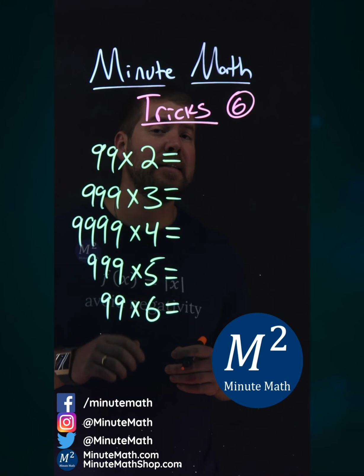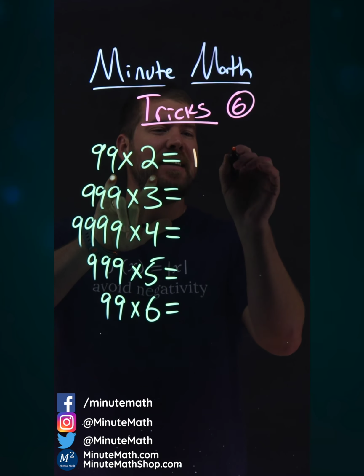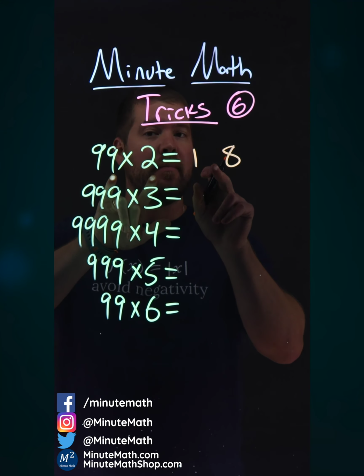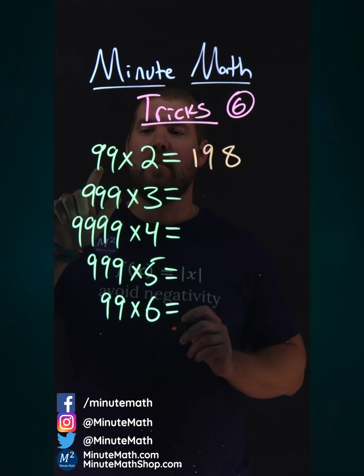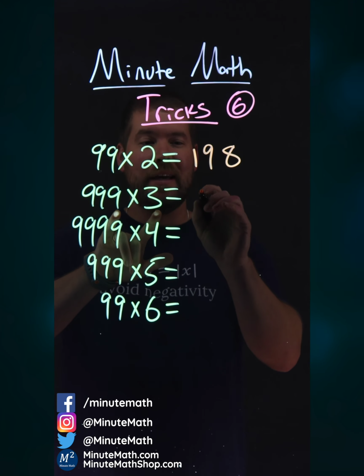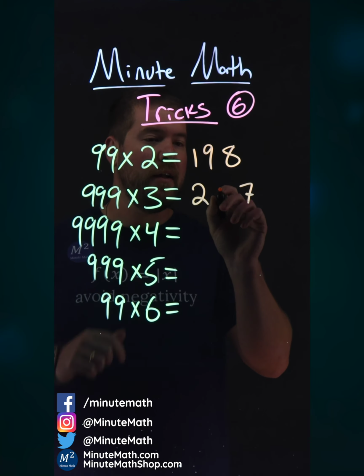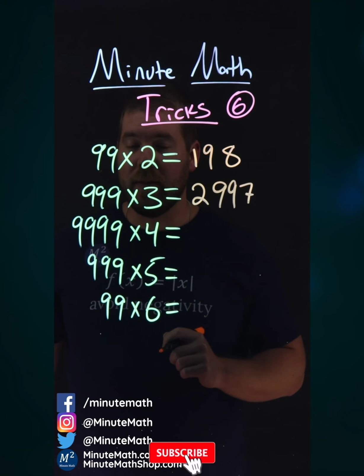First, we've got 99 times 2. Let's look at the first 9 times 2. That's an 18. Leave a space between them and put that 9 right in the middle. Same thing with the second one. 9 times a 3 comes out to be a 27. We're going to leave 2 spaces because there are 2 more 9s and put a 9 in between them.